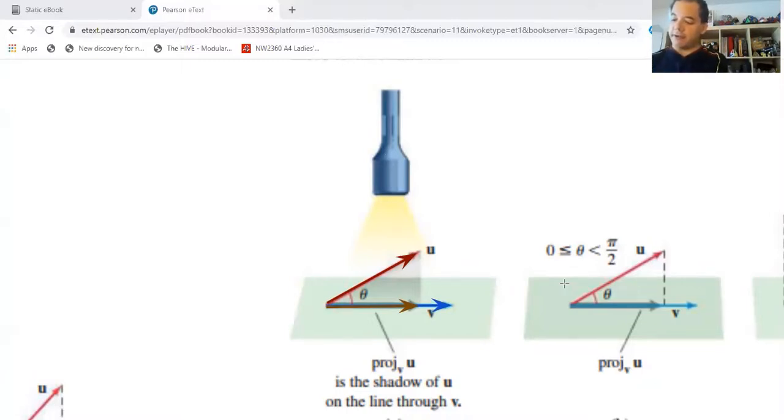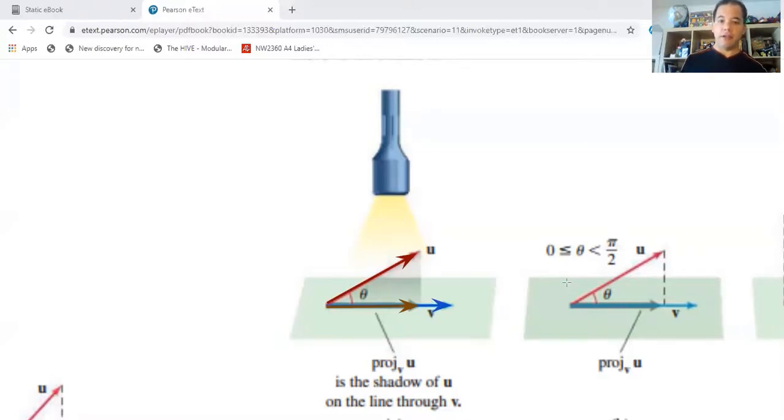So that's the question we want to answer. How can we find, I'll write it on the page so we're ready. How can we find the projection of vector u onto vector v? All right, that's the question we want to answer. And let's try to figure it out. And we're going to do it by cases.